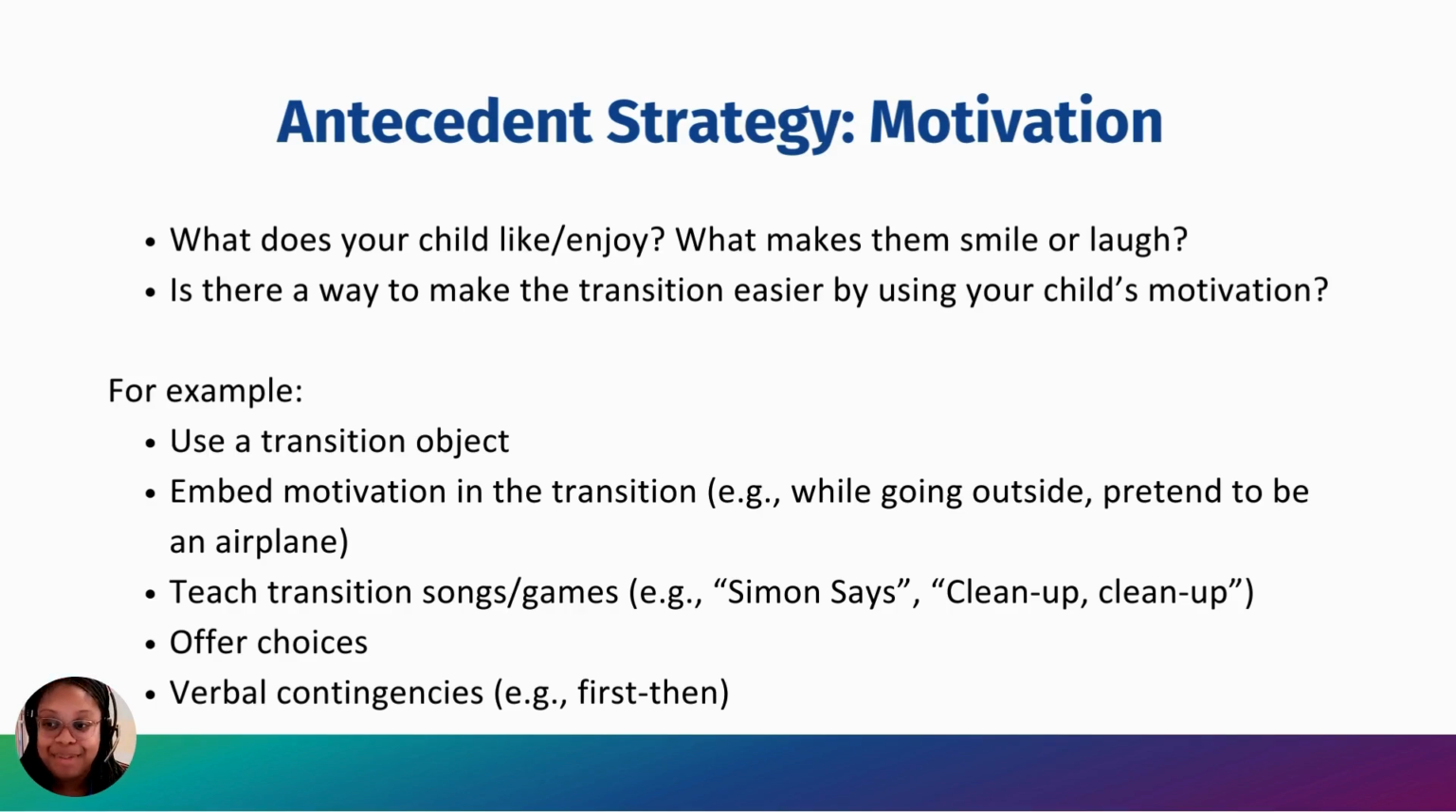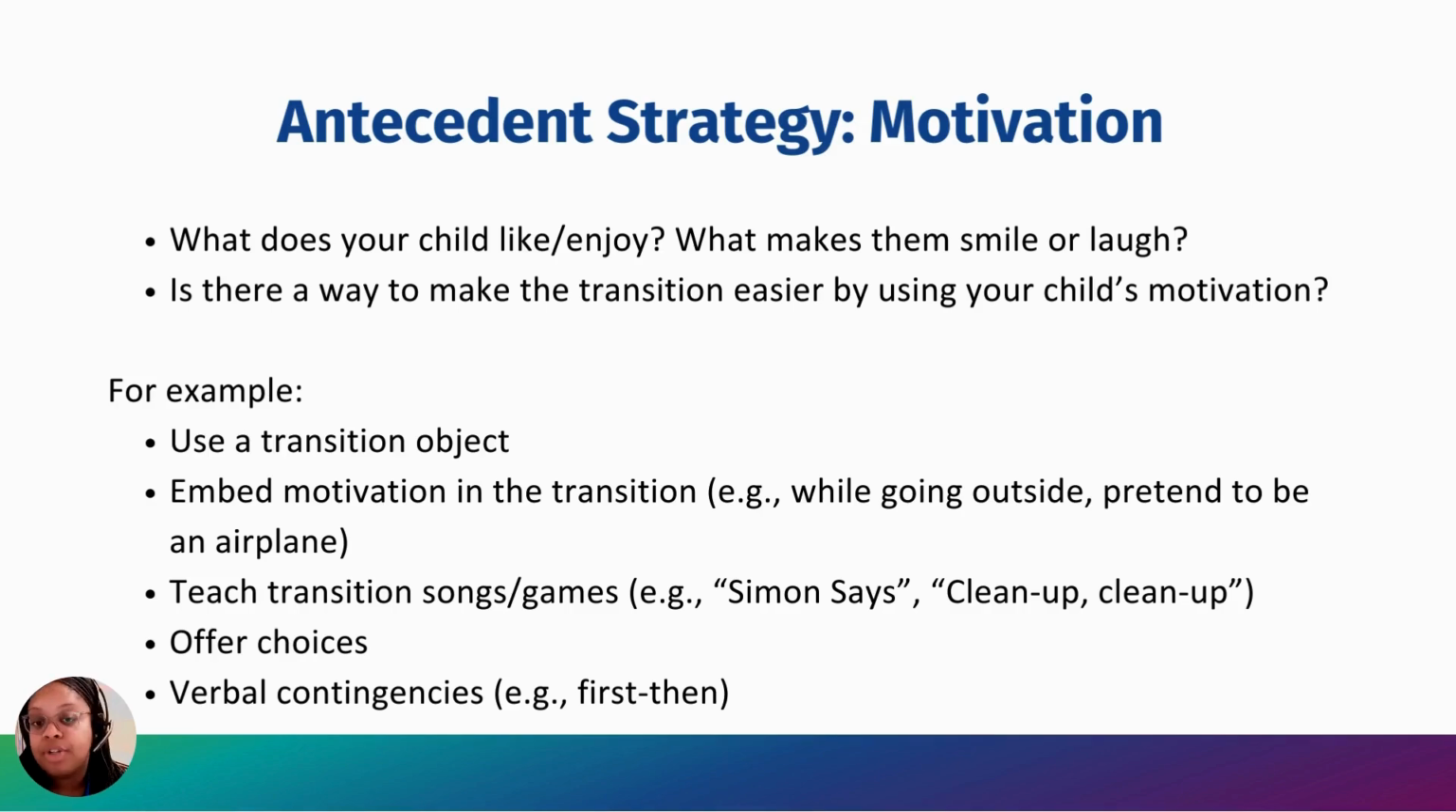Here are some examples. Use a transition object. What we mean by this is using something they love, something small that they can hold on to while they complete the transition. For example, we are going to the car. You can hold Paw Patrol Chase. Embed motivation into the transition. Okay, we have to go to the car. Let's fly like airplanes and get there super fast. Teach transition songs. Okay, time to go to the car. Simon says, open the door.